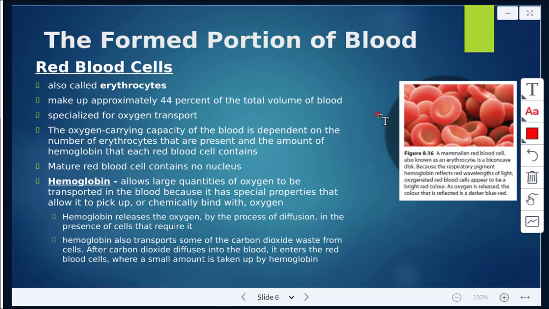All right, so here we can see what red blood cells look like. Red blood cells, again, are called erythrocytes. It's a biconcave disc. All right, so it's caved in. And then the respiratory pigment, hemoglobin, reflects red wavelengths of light. So oxygenated red blood cells appear to be a bright red color. Once the oxygen is released, the color that is reflected is a darker blue-red.